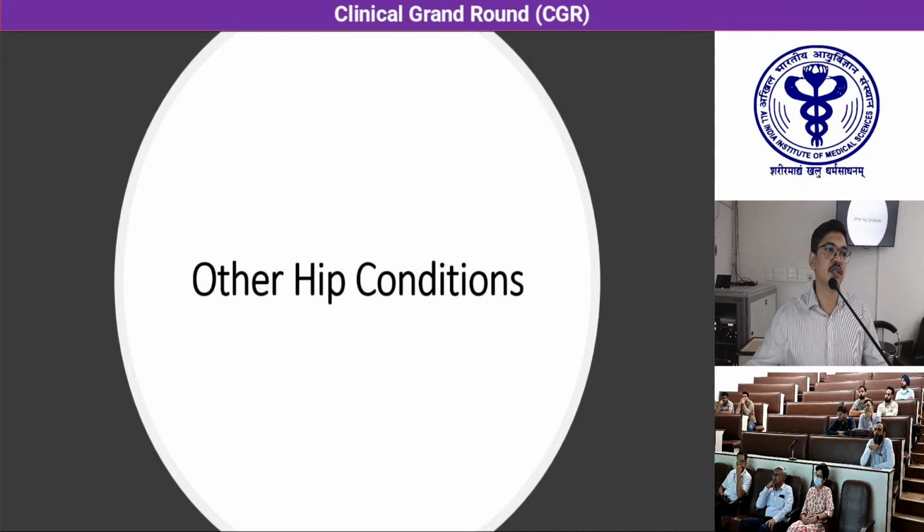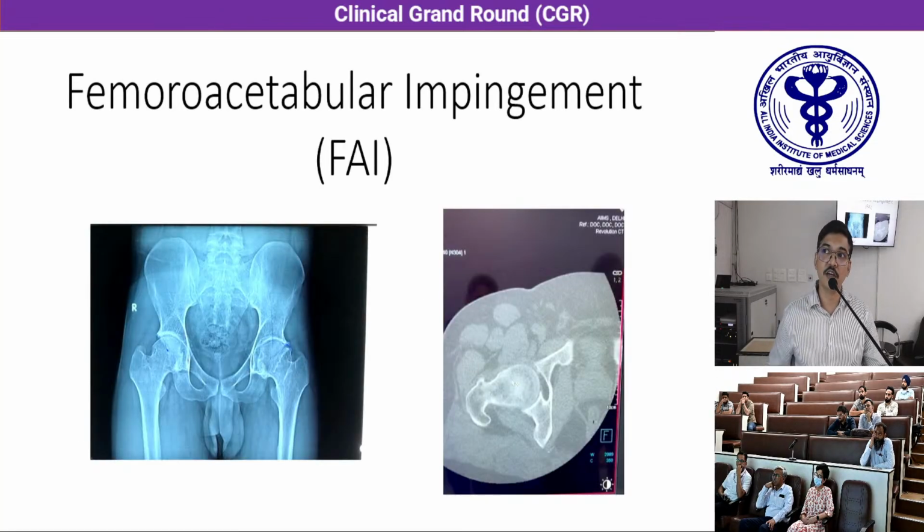What about the other conditions, like FAIs, because of the vast spectrum? A little mention about FAIs. If you see here, this is the normal ball and socket joint, where the socket and the ball are more or less congruent with each other. But if you see here, this is the line. This is the extra bone which is extending at the margin of the femoral head. Whenever the hip flexes, this impinges over the acetabular area, and that is the reason for pain.